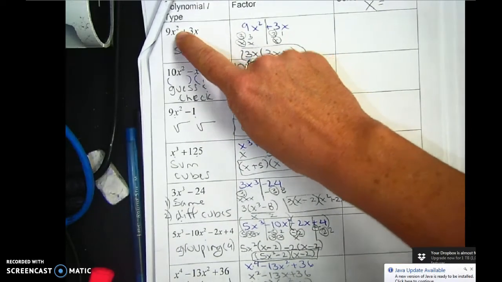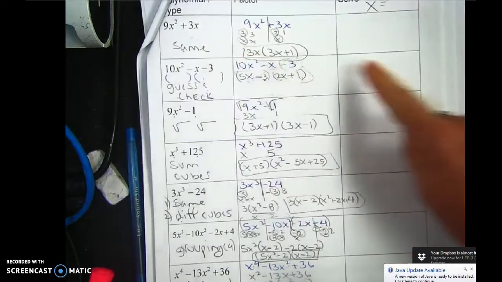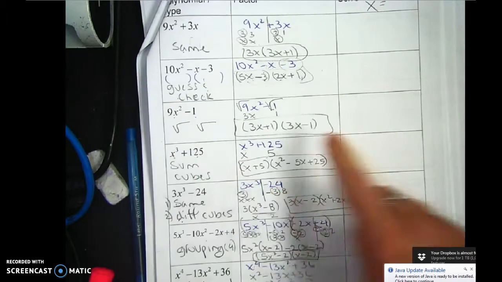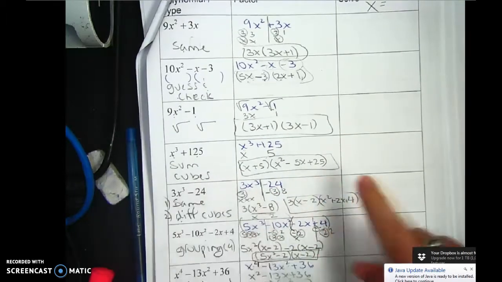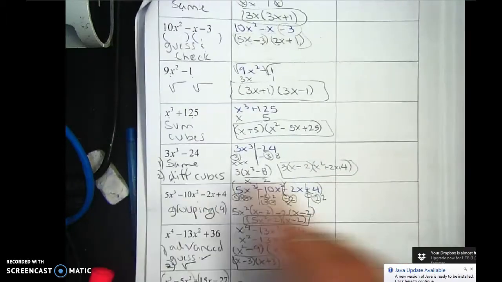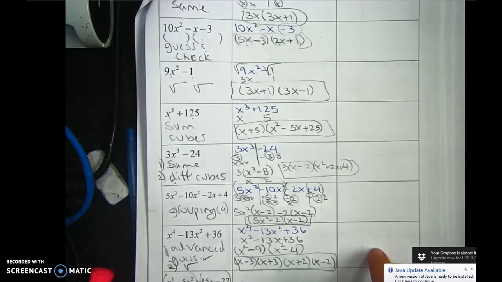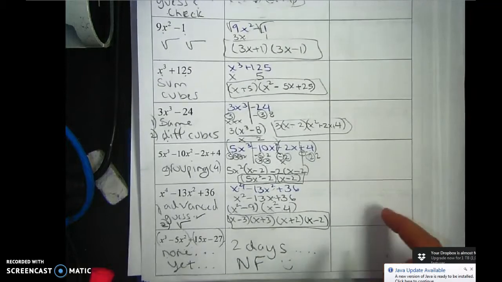So this is squared. You should have 2 x's. Squared, 2 x's. Cubed, 3 x's. To the 4th power, 4 x's. And when you eventually learn this one, you will see there are 3. So I just want that to be clear.